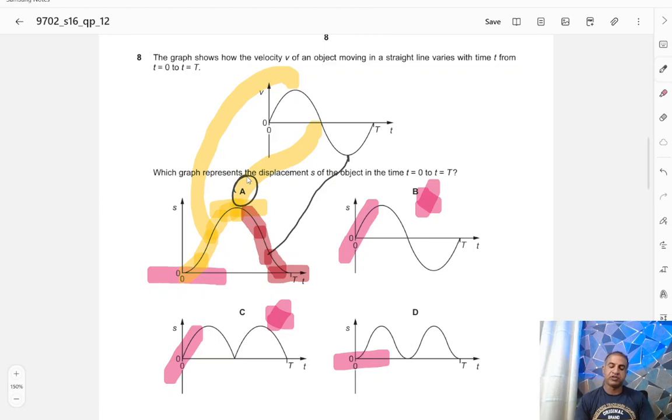Oh my God, this was actually quite a brain teaser type of question. D cannot be the right answer because D is just wrong.